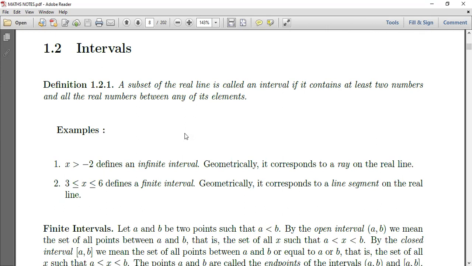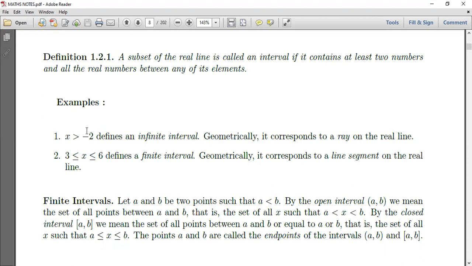Okay, let's talk about intervals. An interval now is a range of numbers. A subset of the real line is called an interval. If I've got two numbers, an upper bound and a lower bound, then between those numbers I form an interval. Some intervals are specified by just one number.